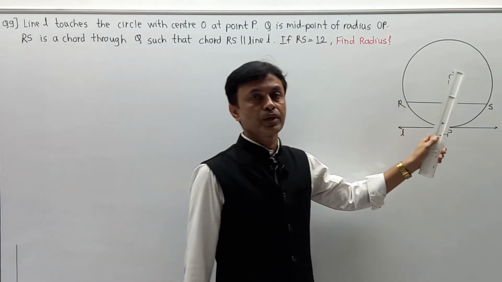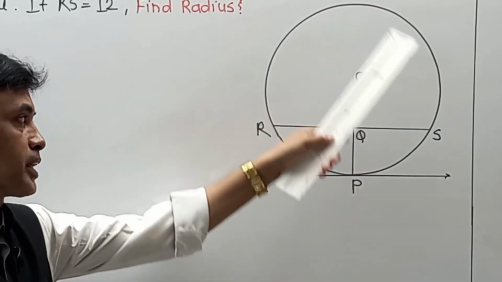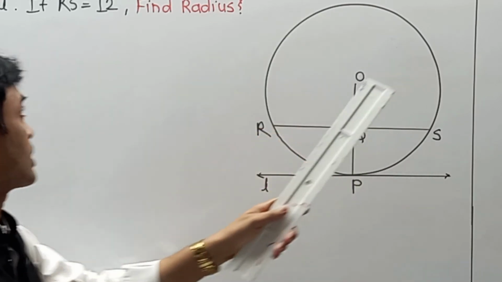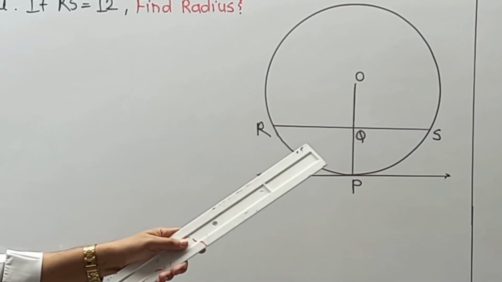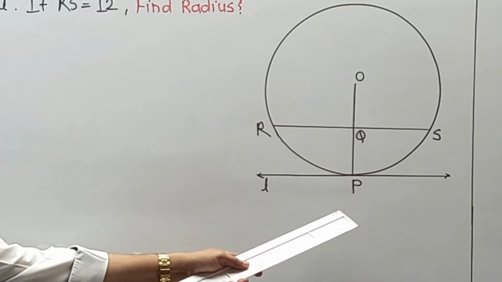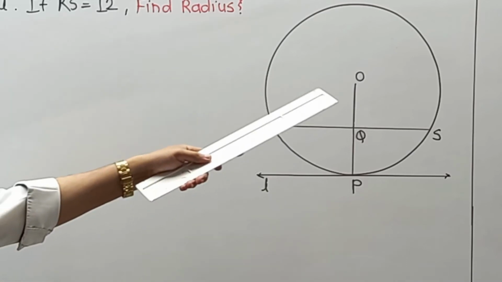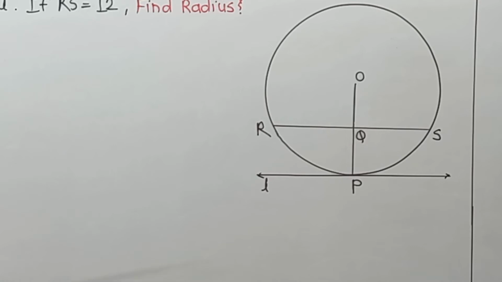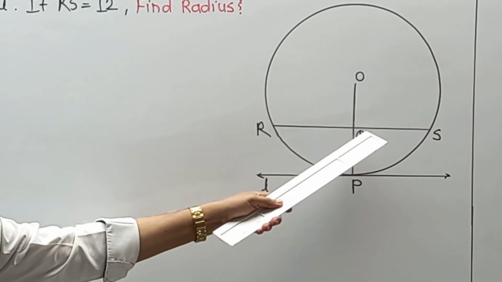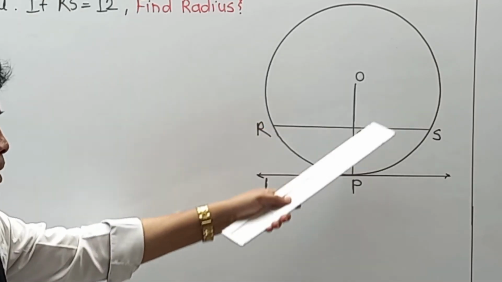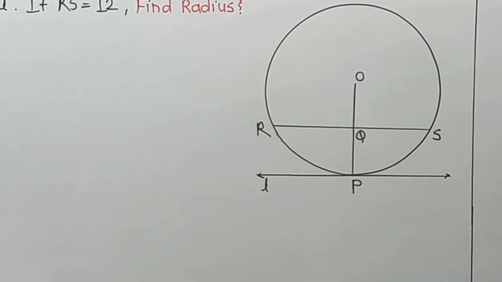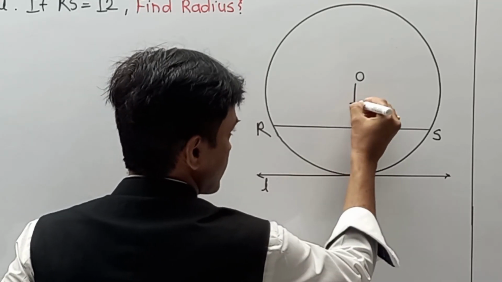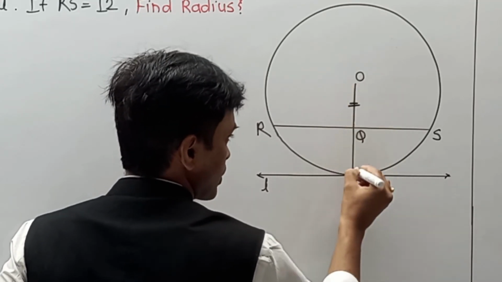Now coming to the diagram. As per the diagram, O is the center of a circle, and point P is on the circumference of the circle. Next, they have given Q is the midpoint of radius OP. Q is the midpoint of OP, which means we can say that OQ is equal to QP.